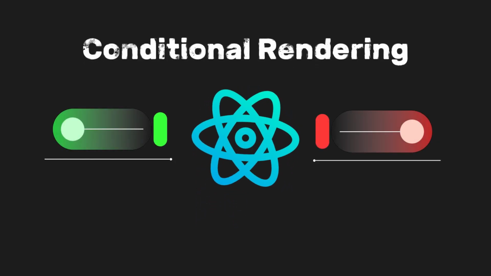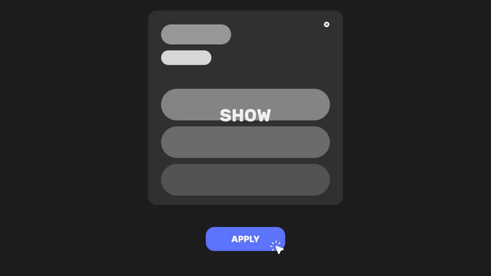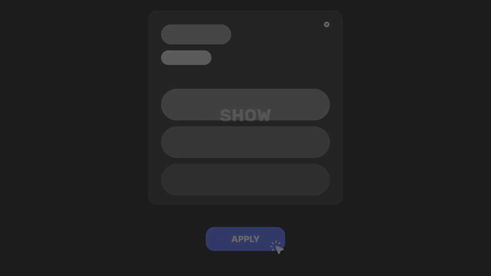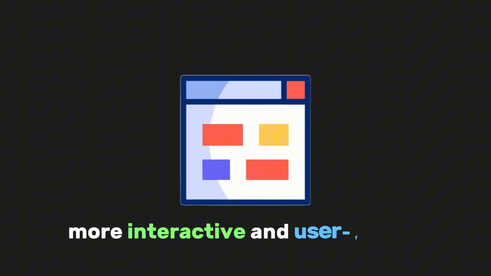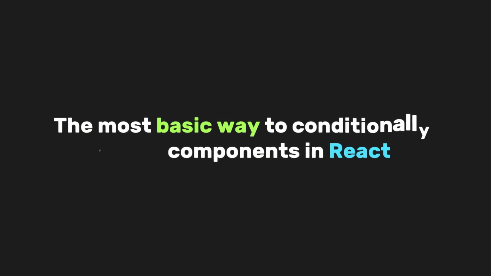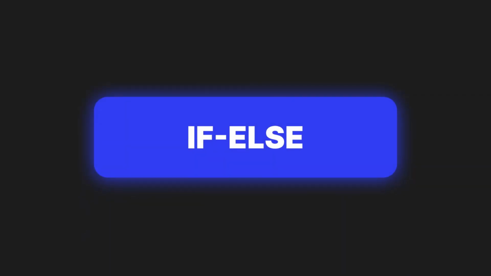Conditional rendering is one of the most important concepts in React. It allows components to dynamically render different content based on specific conditions, making applications more interactive and user-friendly. The most basic way to conditionally render components in React is by using our old good friend, the if-else statement.